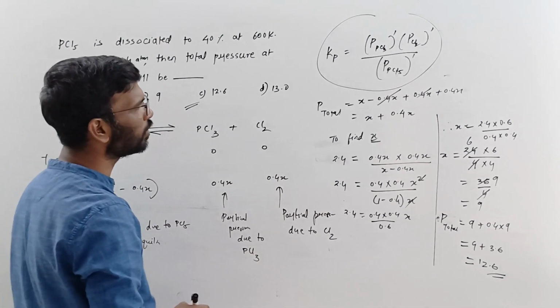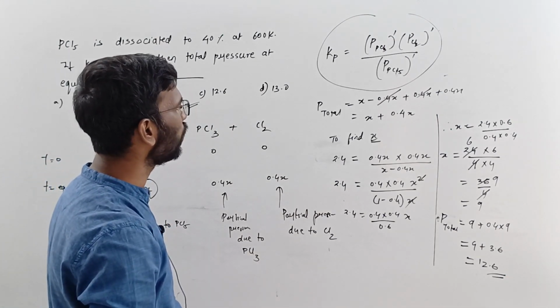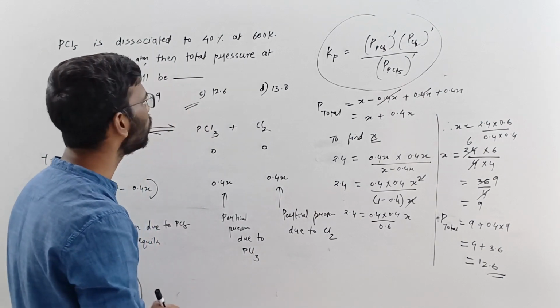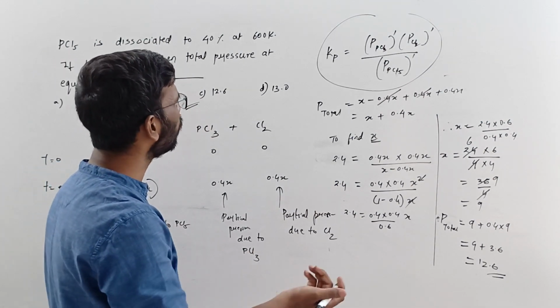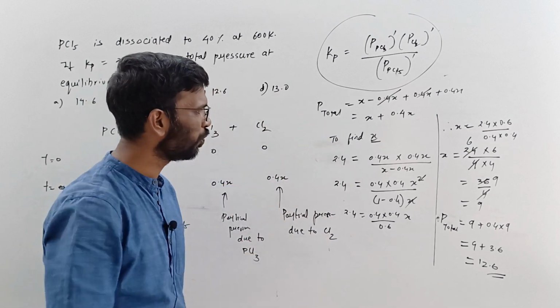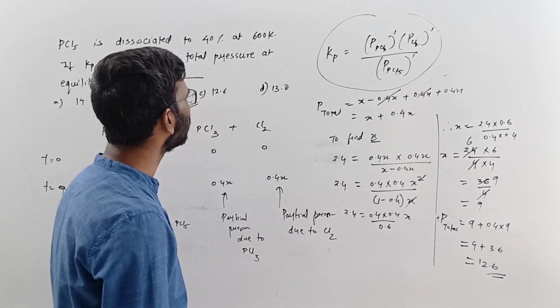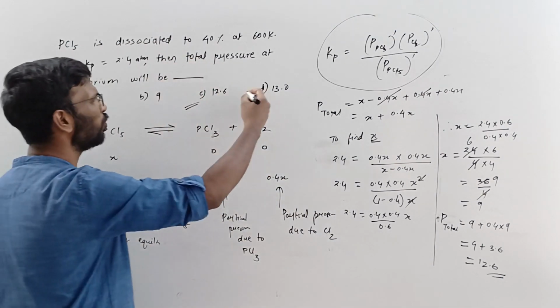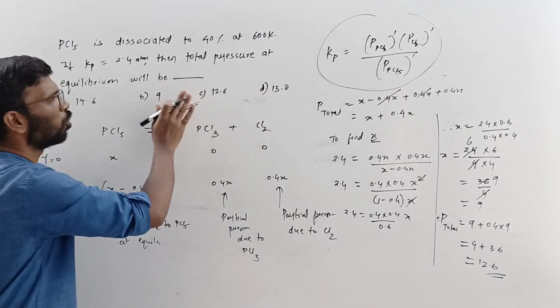And what will be the units? Units will be atmosphere, because it is a pressure we are finding, total pressure. So the unit will be atmosphere, but the answer is given to be 12.6.